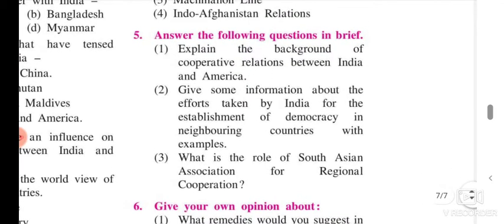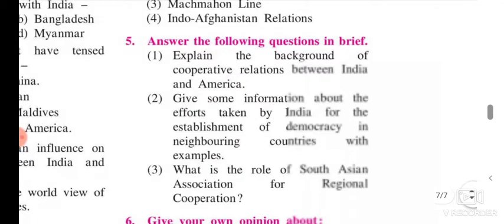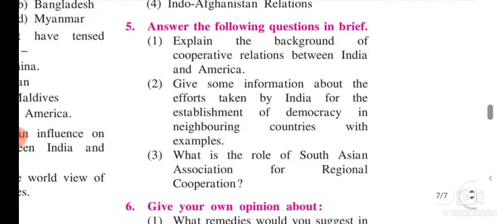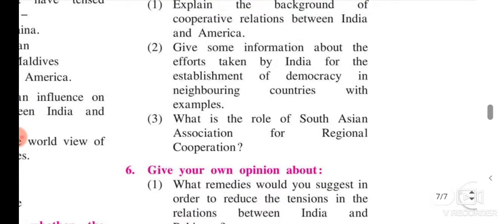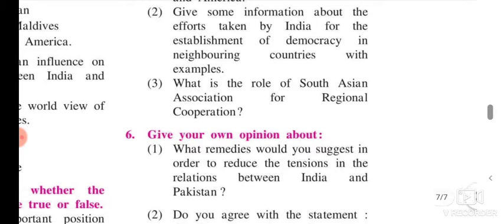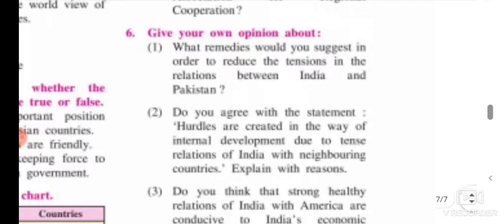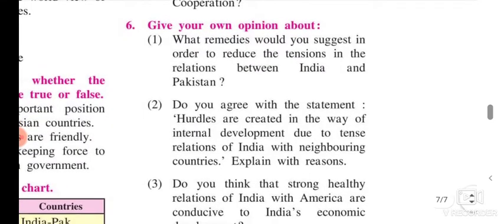Fifth question. Answer the following questions in brief. First one, explain the background of cooperative relations between India and America. Second, give some information about the efforts taken by India for the establishment of democracy in neighboring countries with examples. Third one, what is the role of the South Asian Association for Regional Cooperation? Sixth row, give your own opinion. First one. What remedies would you suggest in order to reduce the tensions in the relation between India and Pakistan?